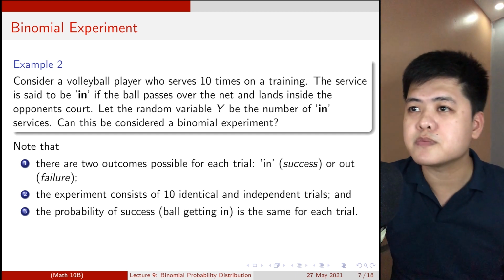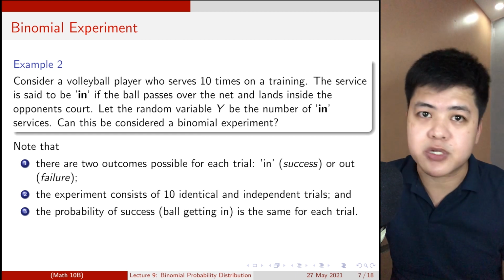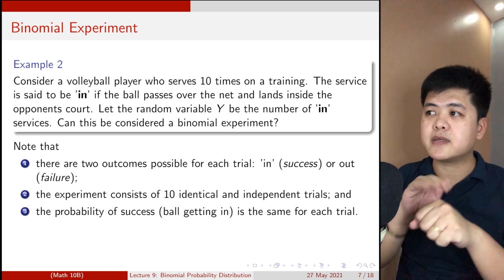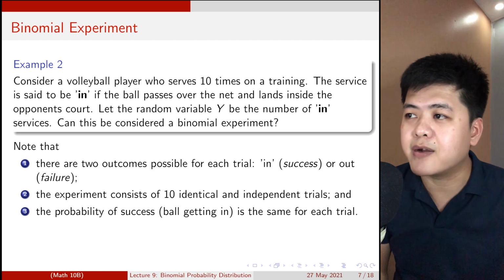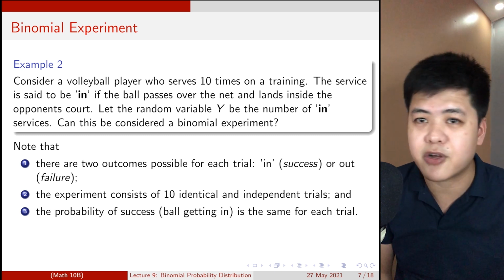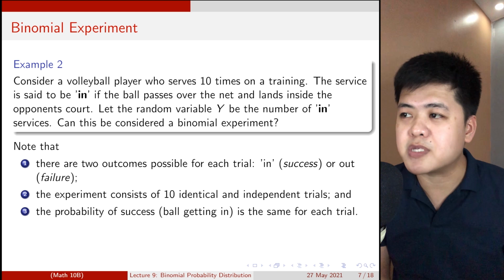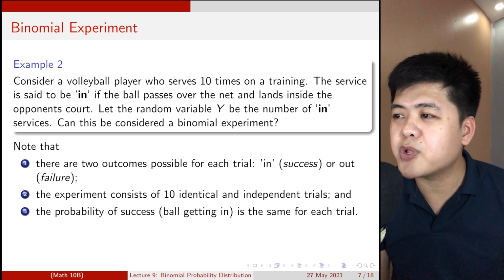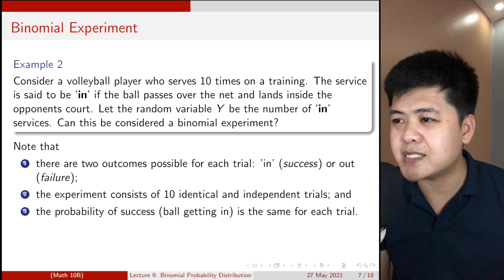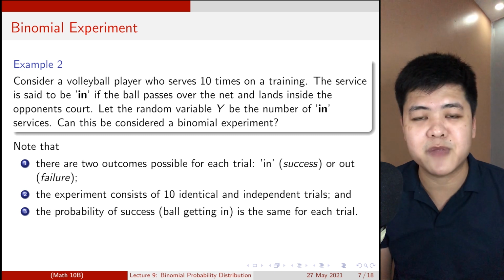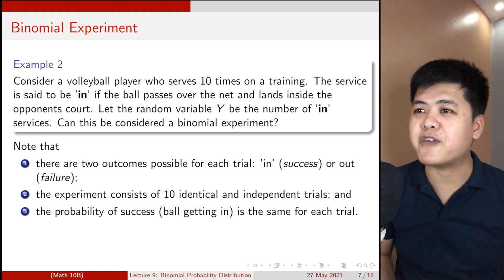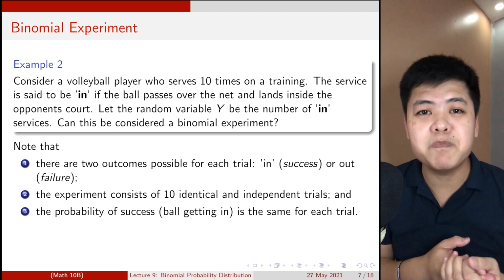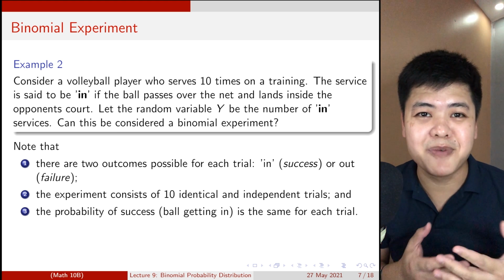Let's have example number 2. Consider a volleyball player who serves 10 times in training. The service is said to be in if the ball passes over the net and lands inside the opponent's court. Let the random variable y be the number of in services, or good services. Can this be considered a binomial experiment? Well, let's talk about the 3 properties. The first one, will there be 2 outcomes? Well, in this case, yes. In or out. Correct. In volleyball, it's just in and out. But with your definition of in here, when you serve a ball in volleyball, there will be infinitely many possible outcomes.